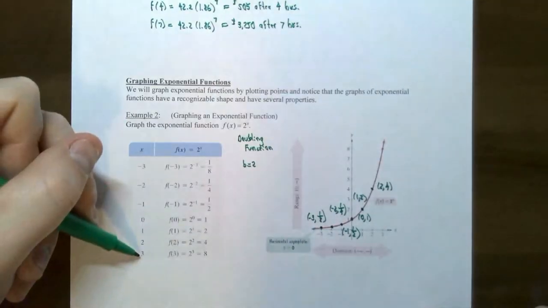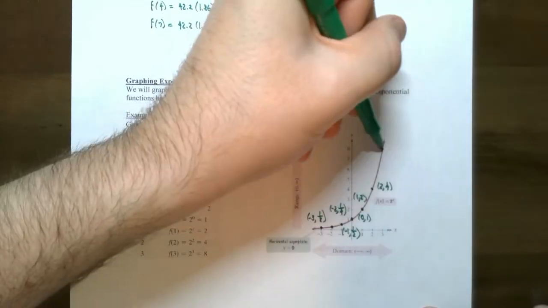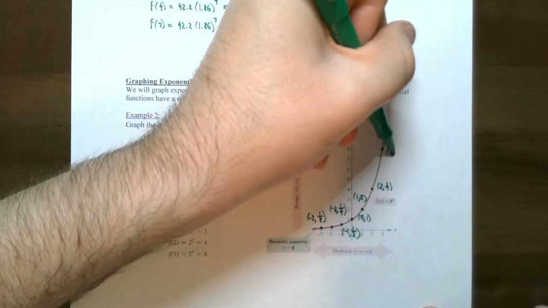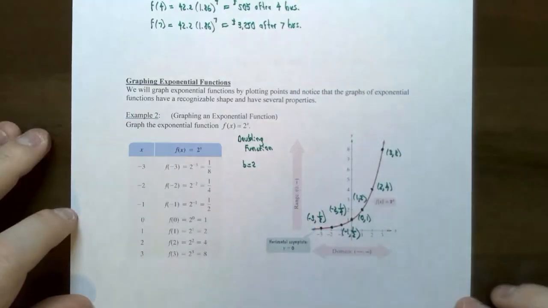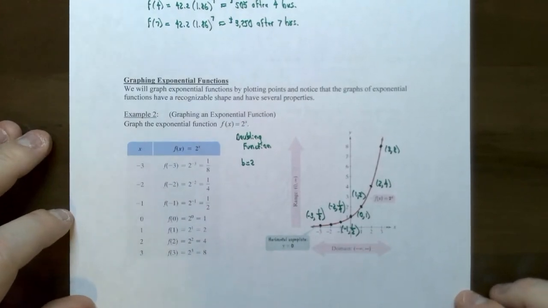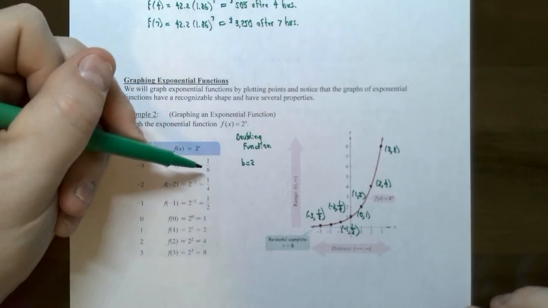And then 2 cubed is 8. So when you substitute in 3, you get 8. And you can imagine how fast this function will grow. The values are doubling. That's where it gets its name.